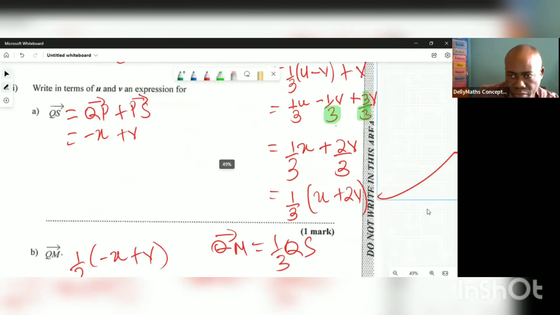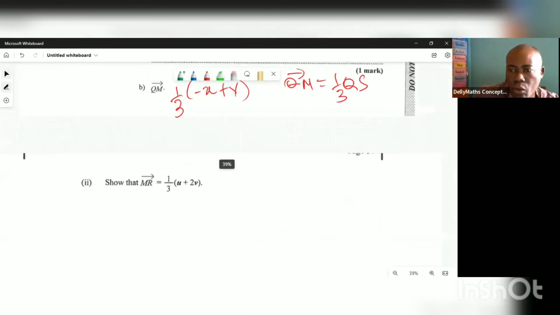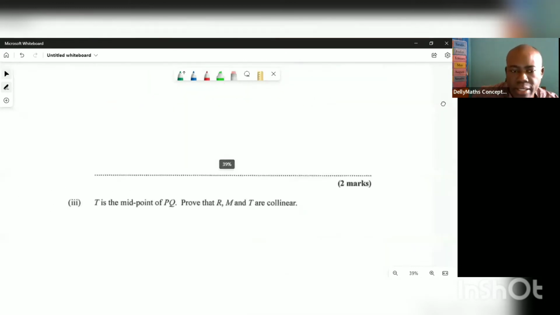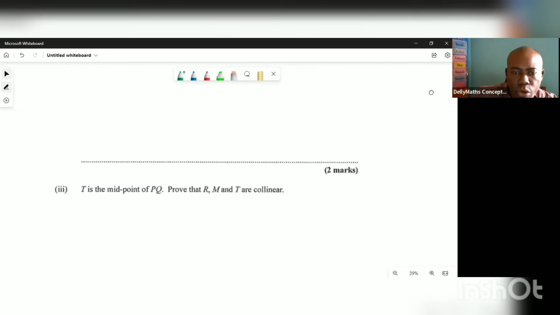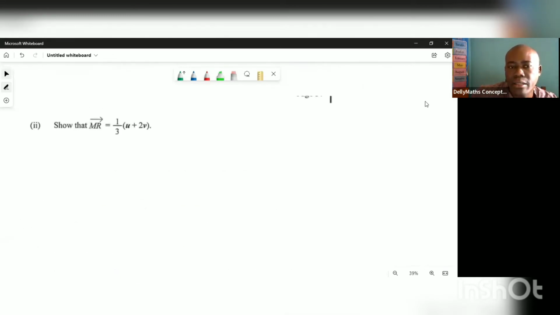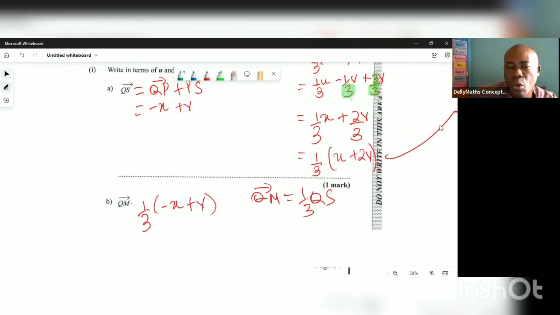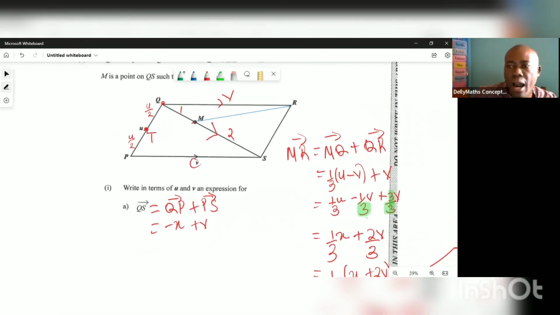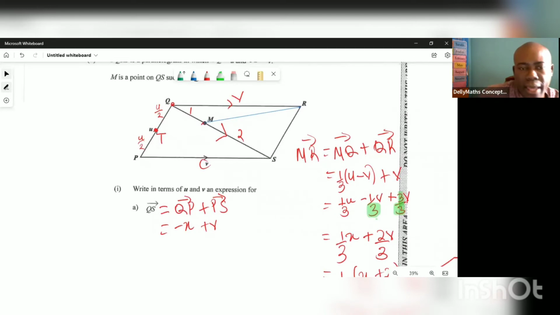Now, what do they want us to do? The question says T is the midpoint of PQ. Prove that R, M, and T are collinear. All right, R, M, T. So we want to prove the collinearity of R, M, T. If this is a straight line, then let's just connect that to that. So we're talking about R, M, T. They are collinear. But definitely we have MR already.